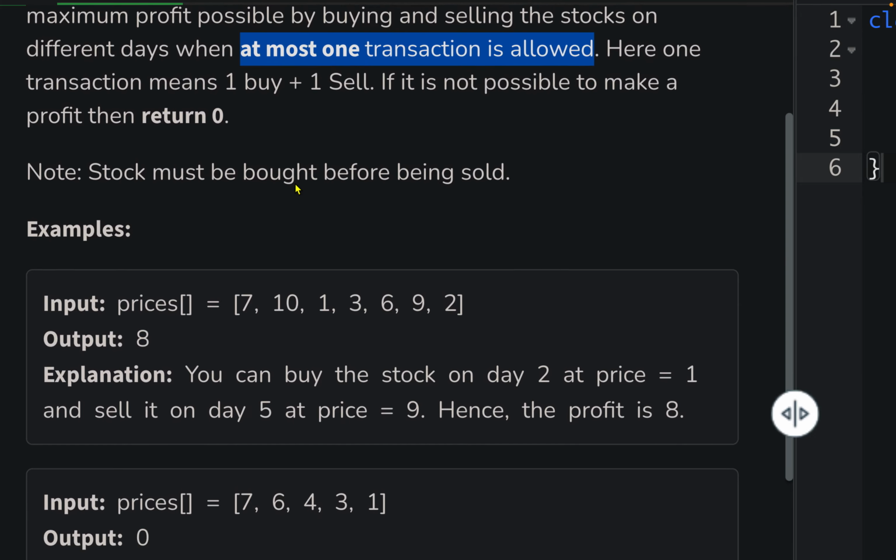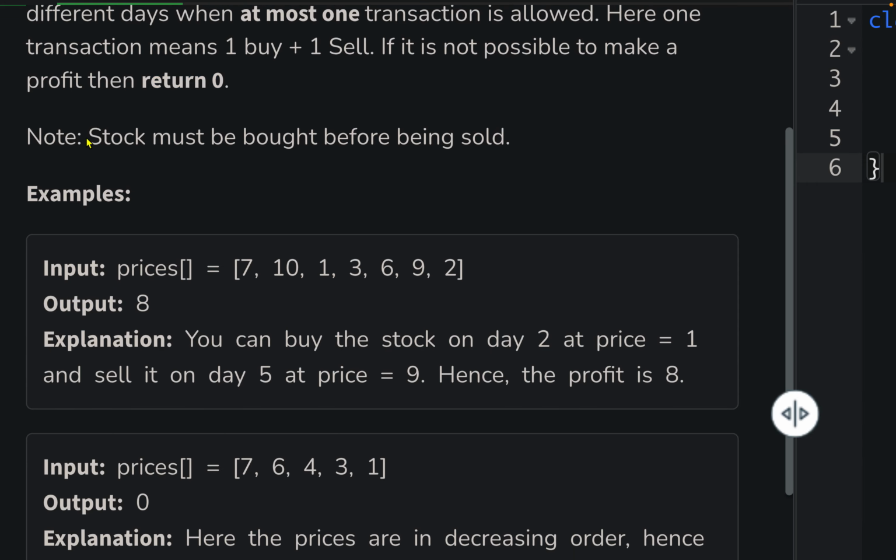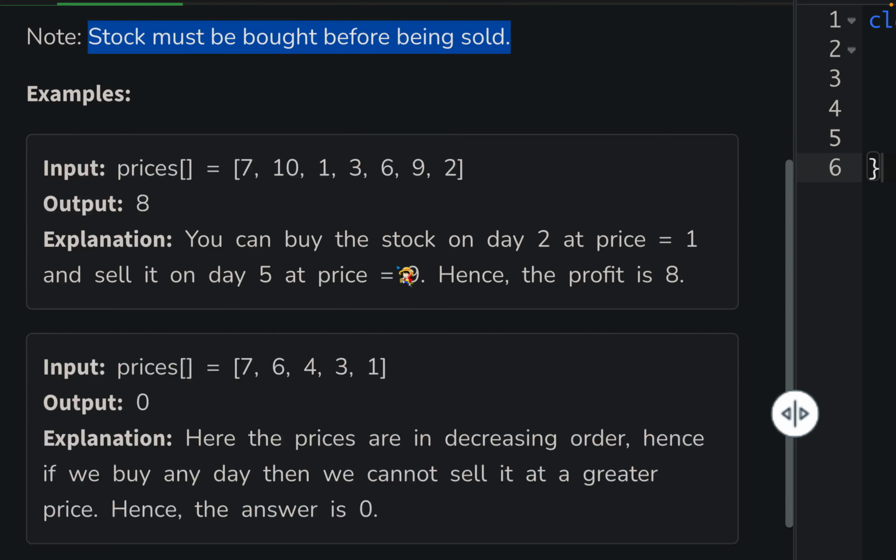Here, one transaction means one buy plus one sell. If it is not possible to make a profit, then return 0. Note, the stock must be bought before being sold, so no short selling.